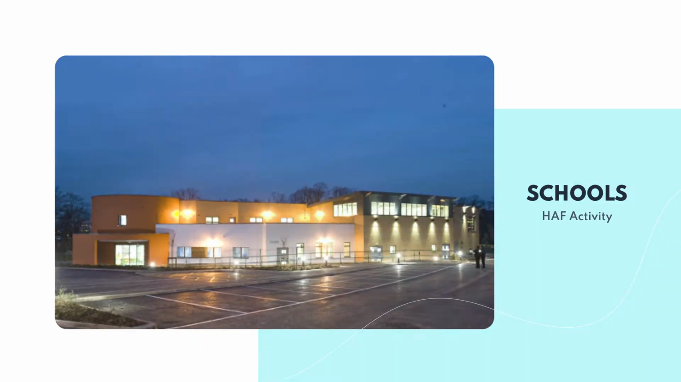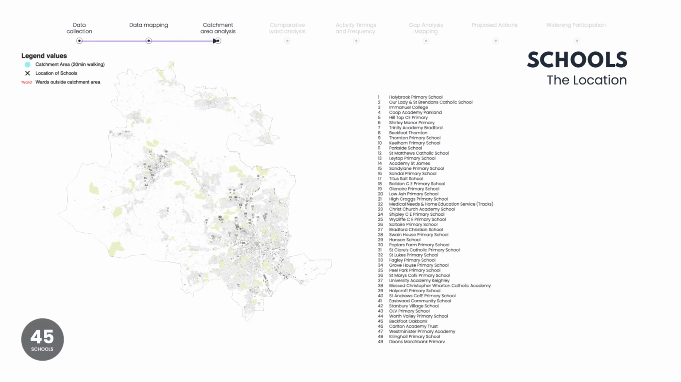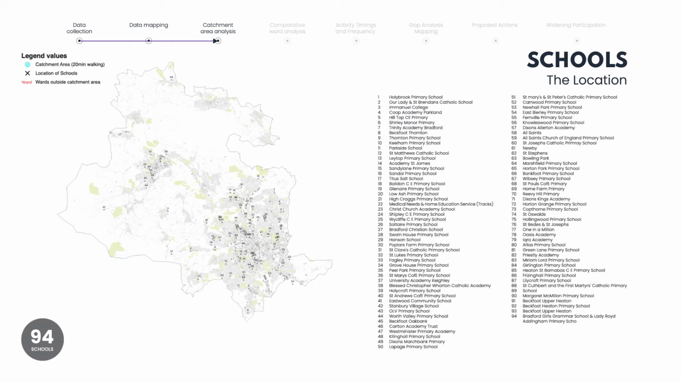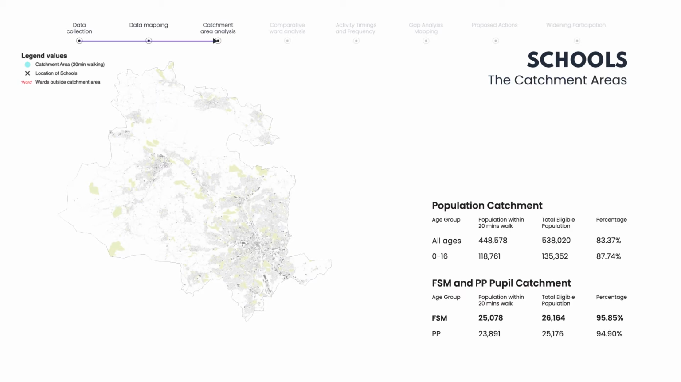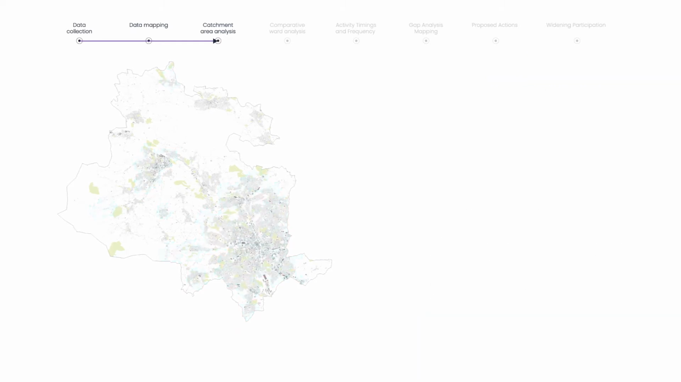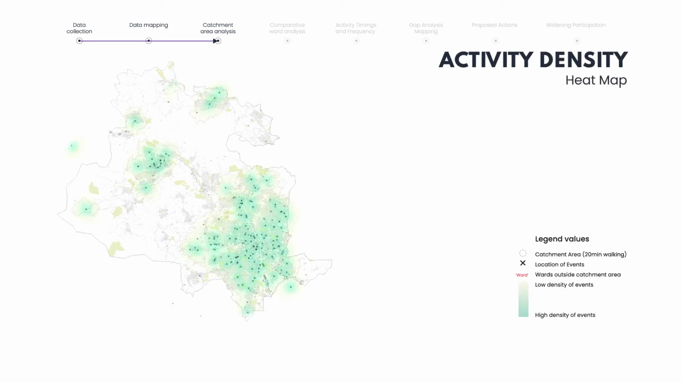We then looked at what the schools were doing with the HAF program. 94 schools supported providers by signposting free school meal children to their provision. We can find that over 95% of free school meal pupils were within a 20-minute walk from a school hosting activities. When we look at this in more detail, we start seeing the density of activities. The darker the color, the more activities there are.